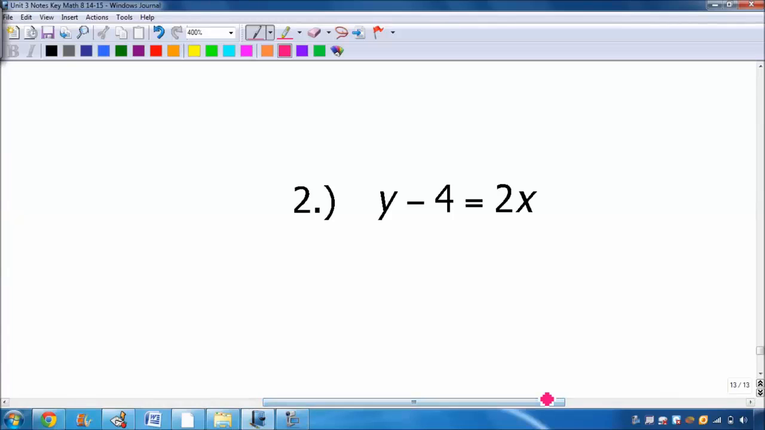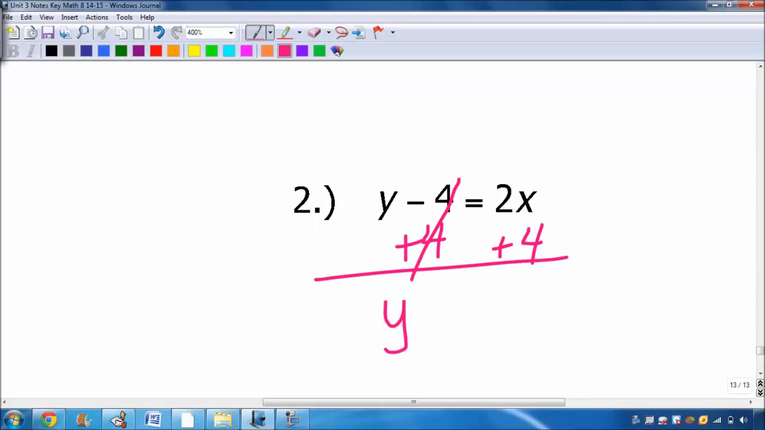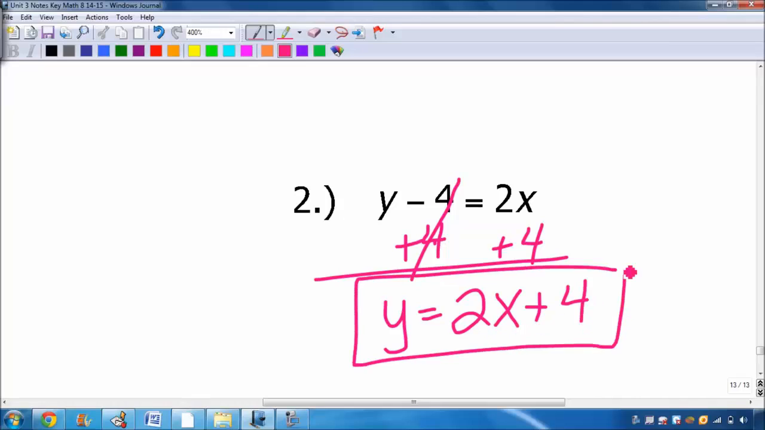It's very similar. On number 2, the y has a negative 4 on the same side as it, so I'm going to get rid of the negative 4. Well, how do I get rid of negative 4? I add 4 to both sides. This negative 4 and this positive 4 cancel each other out. These are not like terms. Do not combine them. You get y equals 2x plus 4. Can you do anything else with it? Are there any other like terms? There aren't, so you are done with that question.